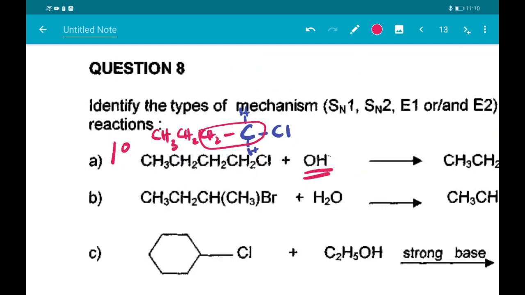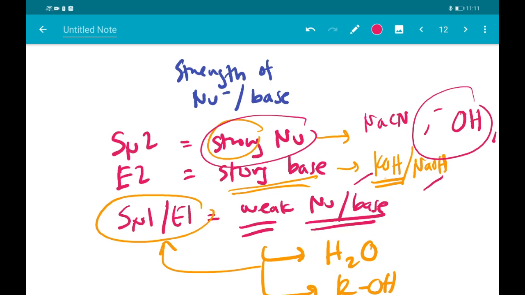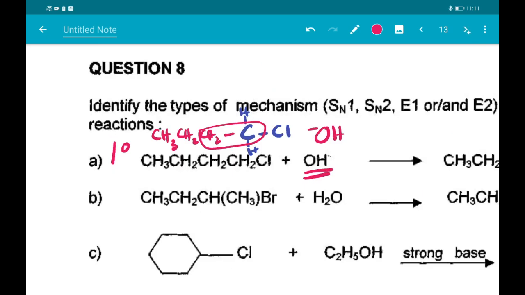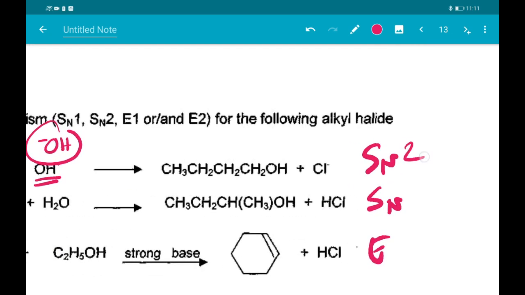As you can see here, we are dealing with OH negative. Again, if we refer to the types of nucleophile, we notice that a strong nucleophile, one example is OH negative. You can check the list of nucleophiles in the slides. So clearly, by using a primary alkyl halide together with a strong nucleophile, we can assume that this will be an SN2 reaction. There is no SN1 reaction.